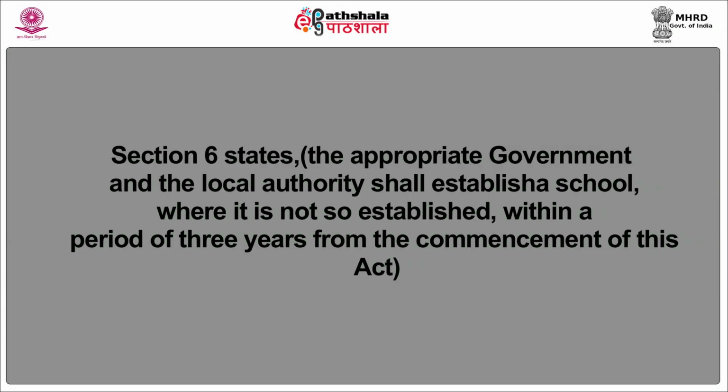The Act divides implementation responsibilities among the central government, state government, and local authorities. Section 6 states, in quote, "The appropriate government and the local authority shall establish a school where it is not so established within a period of 3 years from the commencement of this Act." Quotes closed. Section 8, under the same definitions, provides that appropriate government shall provide free and compulsory elementary education to all children.